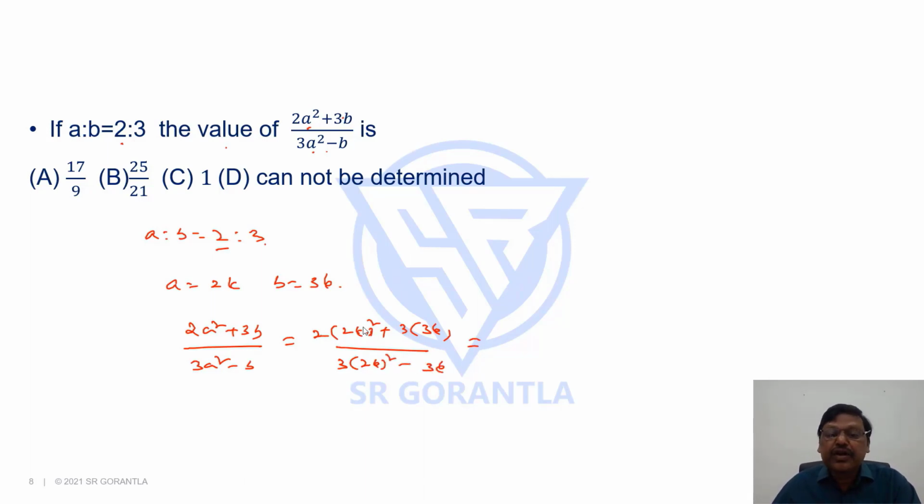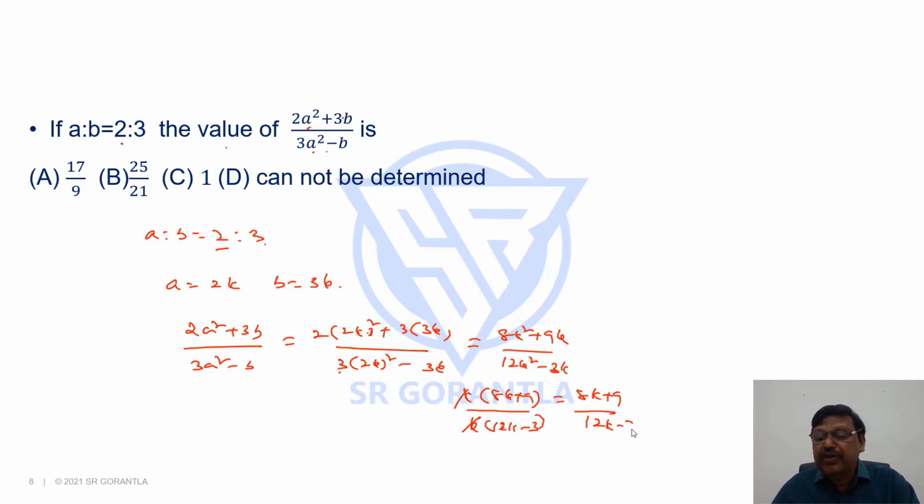If you look at this, 4k square into 2, 8k square plus 9k by 4k square into 3, 12k square minus 3k. If I take k common, 8k plus 9. If I take k common, 12k minus 3. So the answer is 8k plus 9 by 12k minus 3. But we don't know what is k value. K can be anything. If it is 1, that means if the numbers are 2 and 3, I'll get 17 by 9. If k is 2, you get a different answer. For every different value of k, the result will be different, means we cannot answer the question. The answer is cannot be determined.